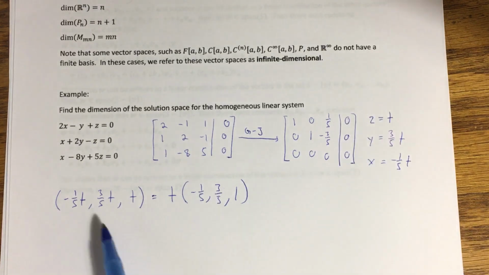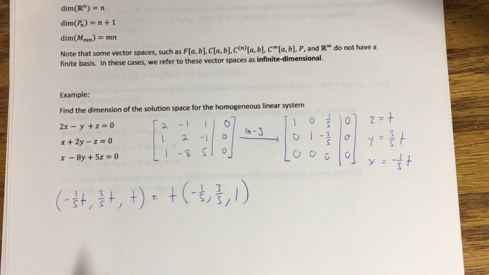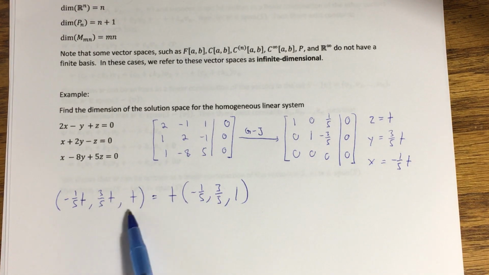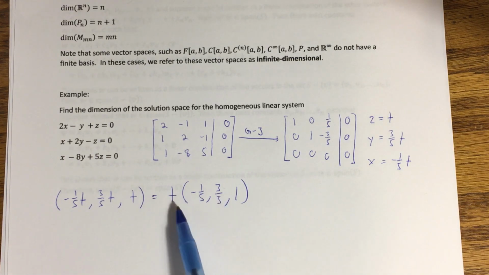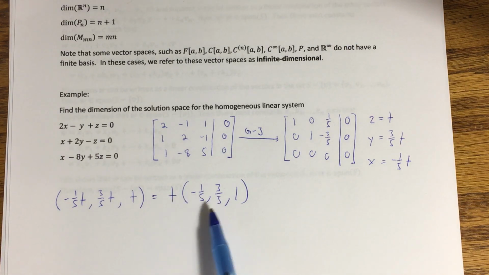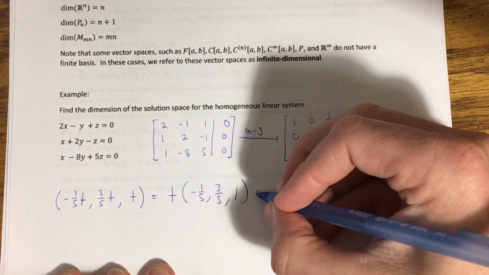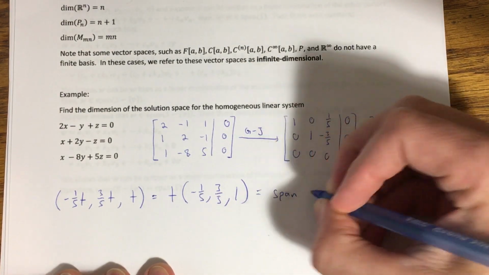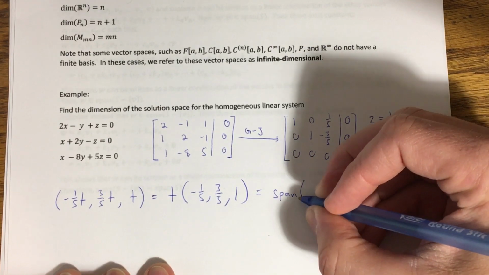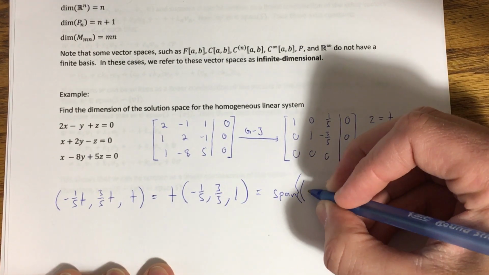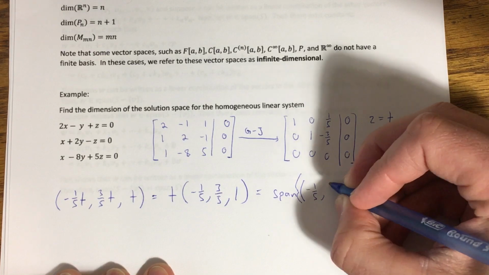So taking those solutions and putting them in the form of a vector right here, we know that that vector represents an infinite set of solutions. But that common value t is just a scalar. If I were to bring that out, this is a scalar times this vector here, -1/5, 3/5, 1. Even though there's only one vector here, I can think of this as the span of, let's actually write it this way, the span of the set containing just that one vector.